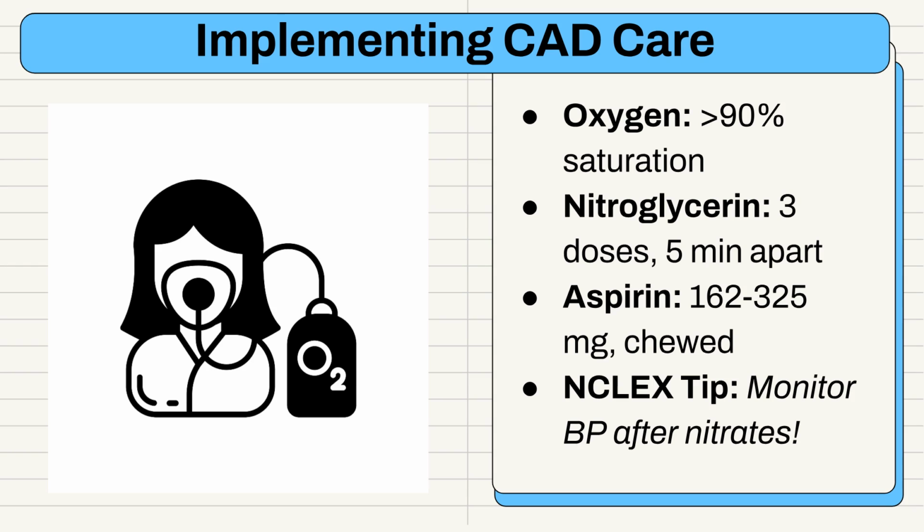Long-term, we educate John on lifestyle changes: quitting smoking, exercising 30 minutes most days, and following a DASH diet. For women, we stress early symptom recognition, as they often delay seeking care. Referrals to cardiac rehab are key for sustained recovery.